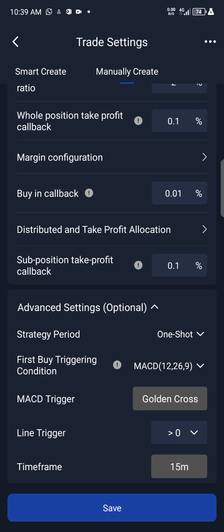So you can see that the line trigger saying greater than zero means that we are expecting the golden cross to happen above the zero line. But in the signal that I showed you on the AAVE, it was below the zero line. So we are going to change it to less than zero, meaning that we're expecting the golden cross to happen below the zero line. And so we'll change our line trigger to less than zero. We will save our settings, and that is all.